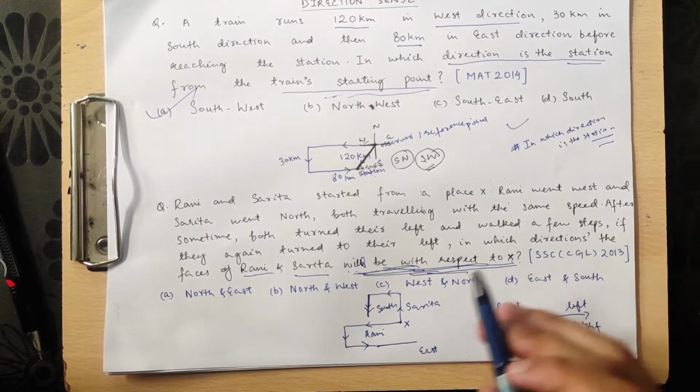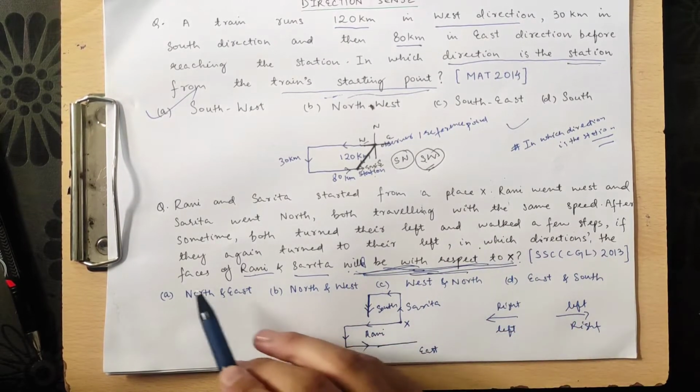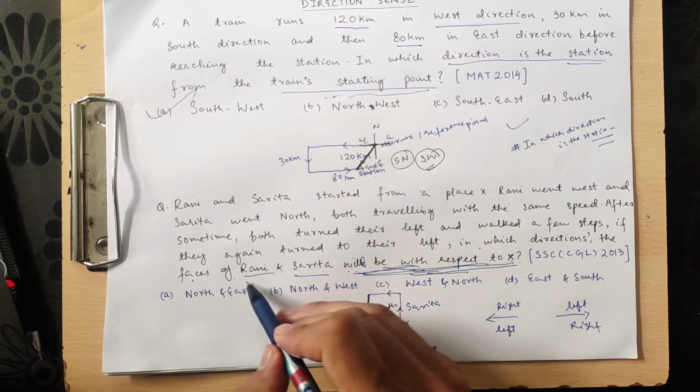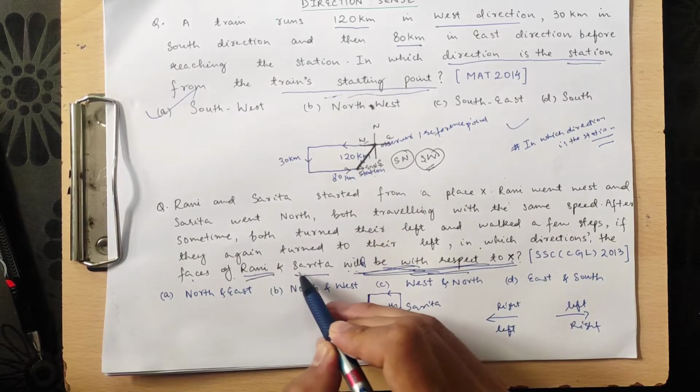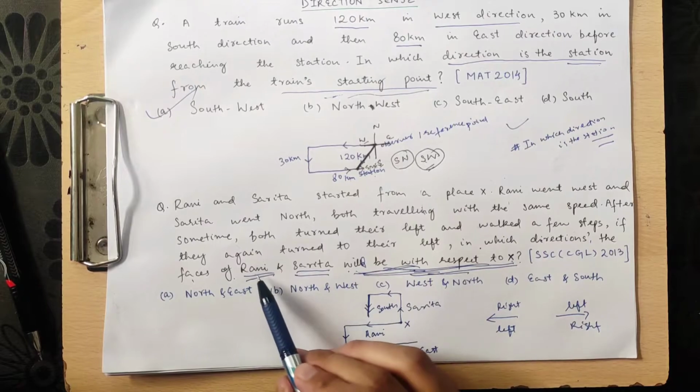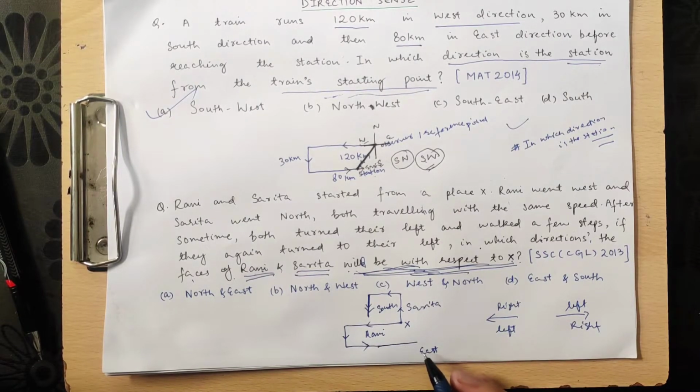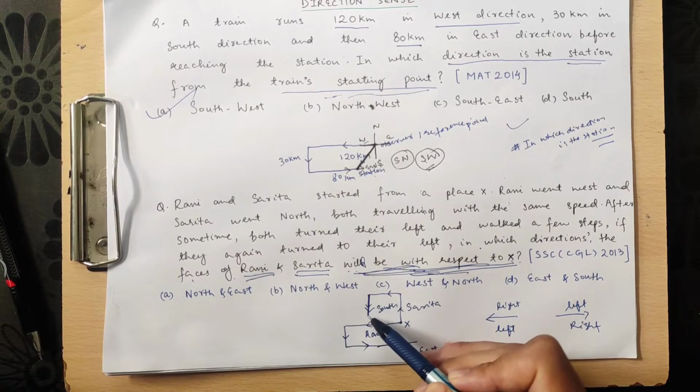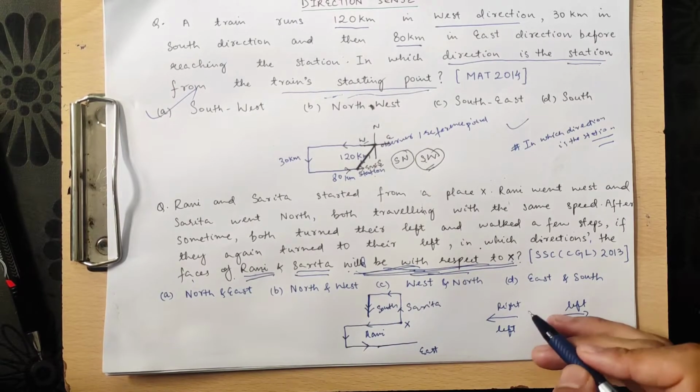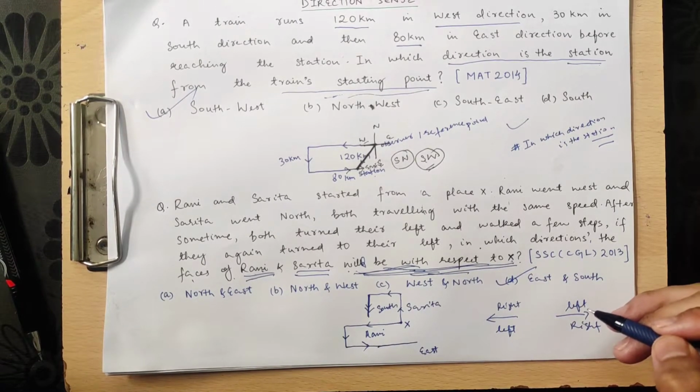Now, the second point is most important: in which direction are the faces of Rani and Sarita? He is asking first the face of Rani, then the face of Sarita. So you have to find the face of Rani first. Rani is facing towards east and Sarita is facing towards south. So east and south will be the answer. East and south will be the answer. So option D is correct.